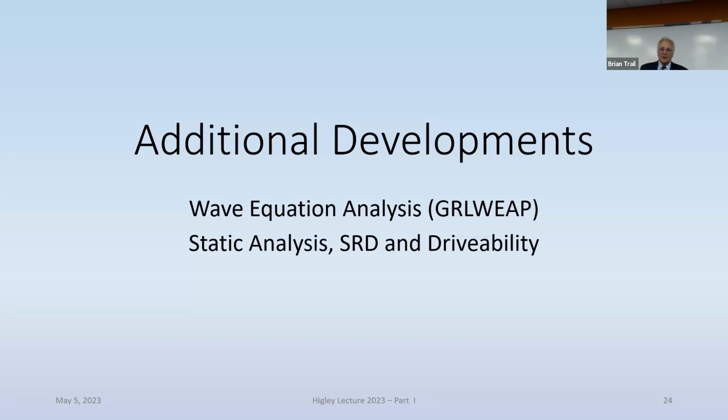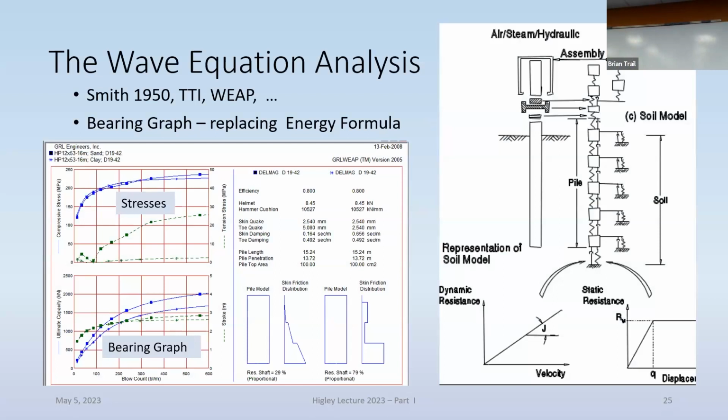I want to talk in particular about the problems we're facing right now with the wave equation analysis, and then the associated static analysis and the so-called SRD. Now, the wave equation analysis, as I had mentioned occasionally, is one where you tend to replace the dynamic formula with a more sophisticated pile model and also soil model. And you create a bearing graph that tells you, for a certain blow count, the bearing capacity.